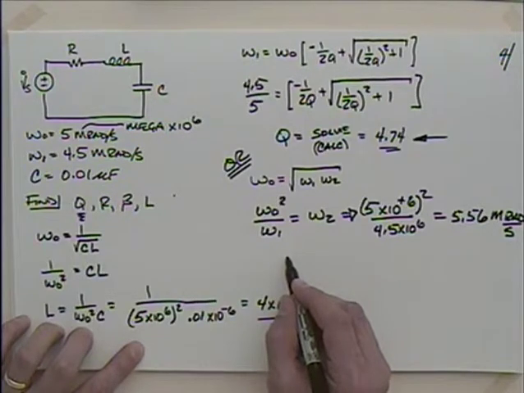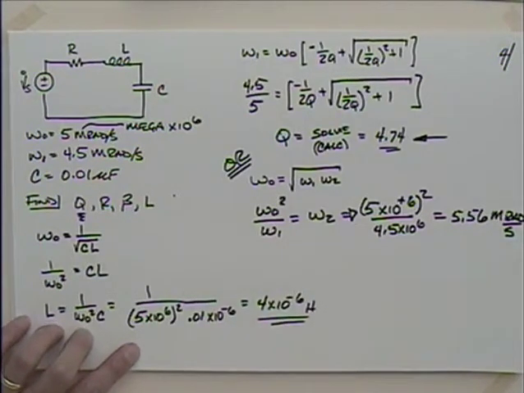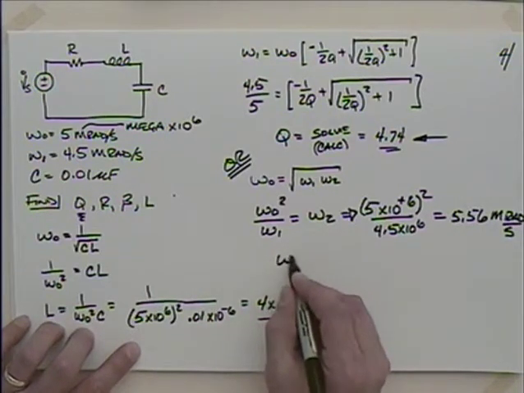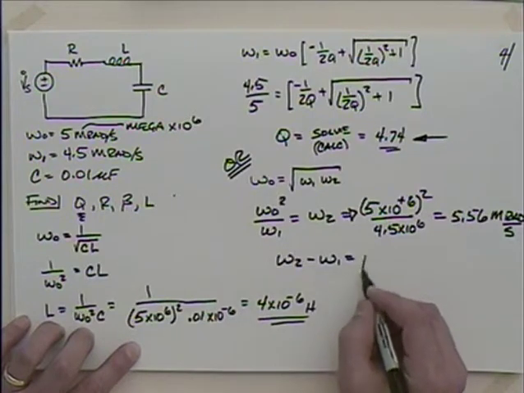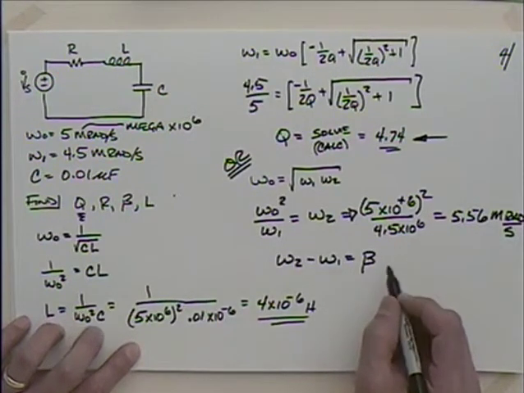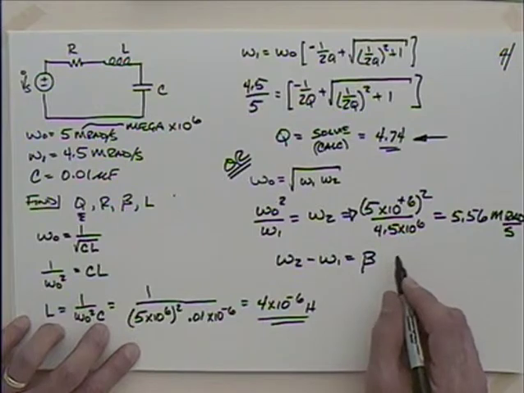You may have yet a different way. And there's lots of ways to the answers here. Unfortunately, there's a few wrong ways too. But if I say omega 2 minus omega 1, that's the bandwidth, isn't it? And that's good for both series and parallel.